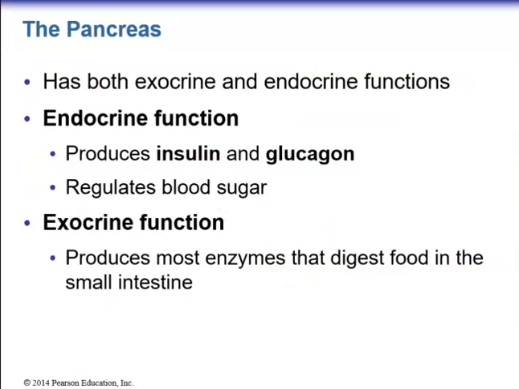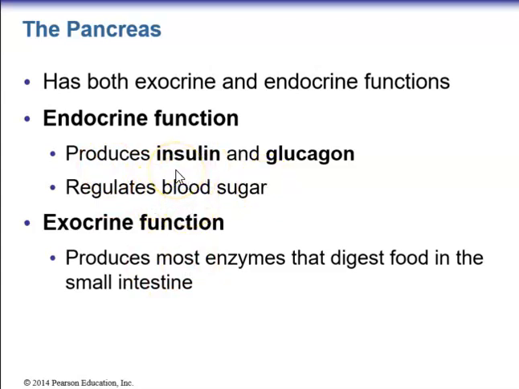Speaking of the pancreas, the next organ, which is the pancreas, has both exocrine and endocrine functions. The endocrine function of the pancreas is that it produces these two very important hormones, insulin and glucagon. Insulin comes from the beta cells of the pancreas and glucagon comes from the alpha cells. And these two hormones are very important in the metabolism as well as the regulation of blood sugar.